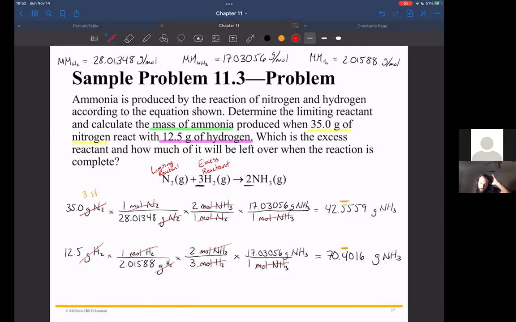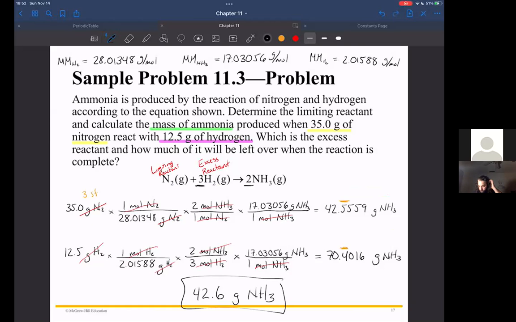Okay, so in terms of answering the first question, which is how much ammonia will actually be produced, that's going to be determined by my limiting reactant. And so I'm going to actually produce 42.6 grams of ammonia. That's my final answer for how much of this will be produced. I have enough hydrogen gas to make more. I don't have enough nitrogen gas.